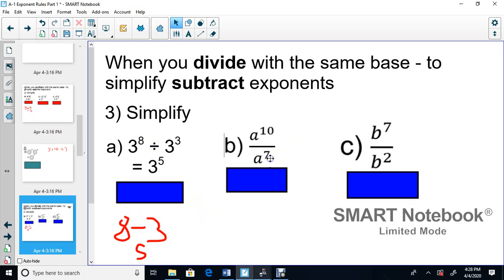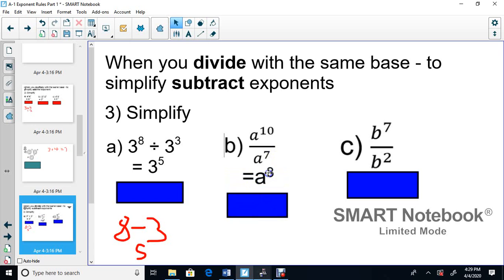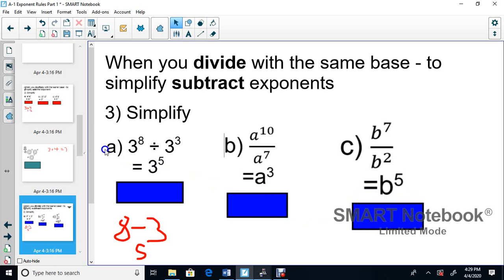Here, 10 subtract 7. 10 subtract 7 is 3. So it's a to the power of 3. Here, 7 subtract 2. 7 subtract 2 is 5. So it's b to the power of 5.